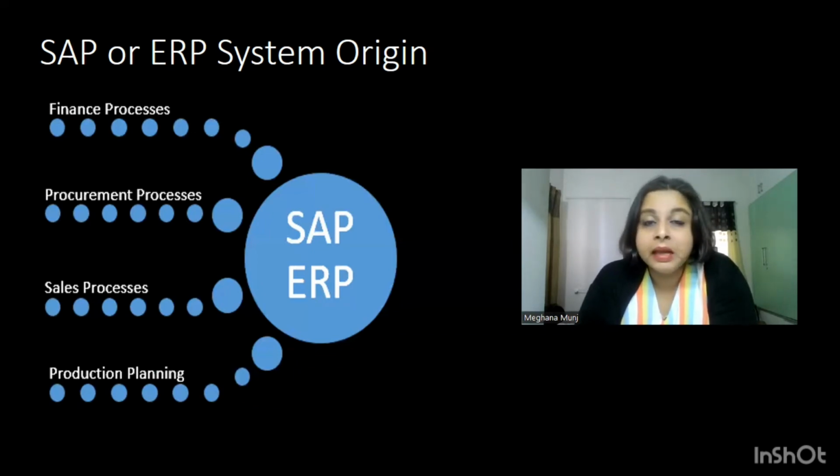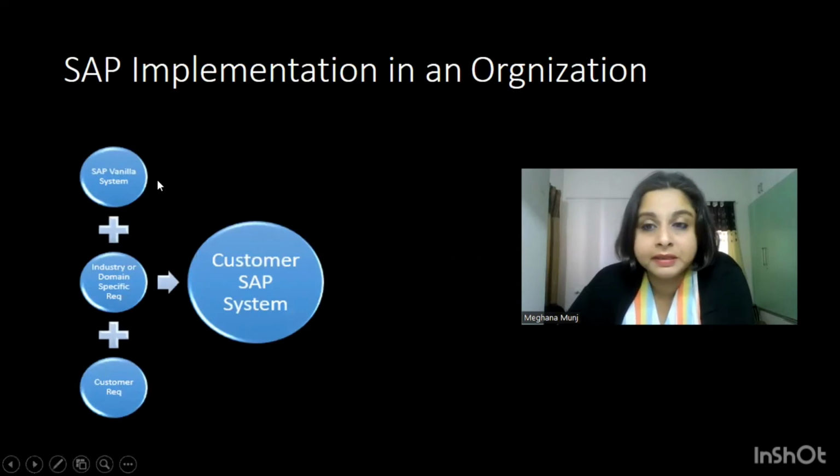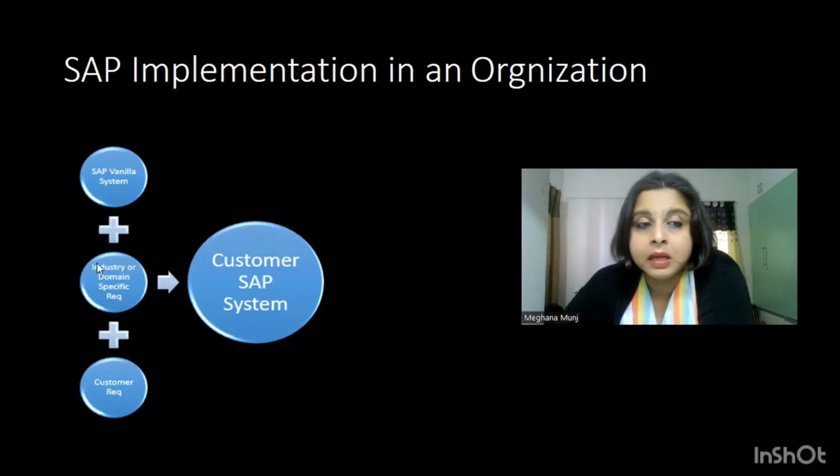Now, what happens when a customer or organization implements SAP or any other ERP product? You will get a vanilla product or a vanilla system. So as we discussed in the earlier slide, the typical business processes which have been identified, those you will get. Your business analyst will identify the gaps in your standard business processes. Also, if you are from a specific industry, let's say you are from the media industry or oil industry or retail industry, you might have your own additional industry specific business processes.